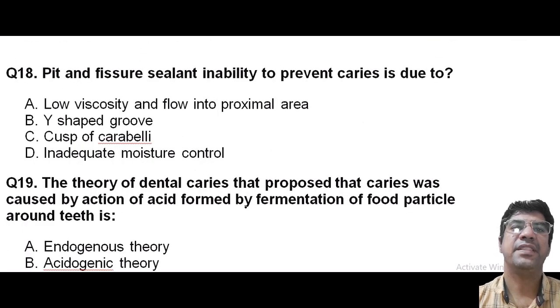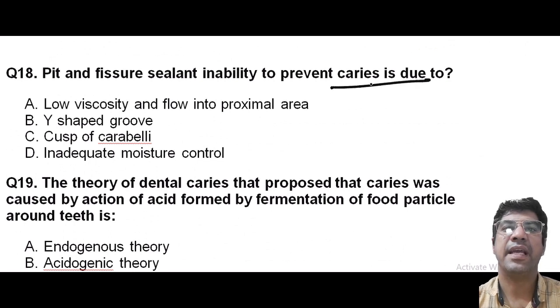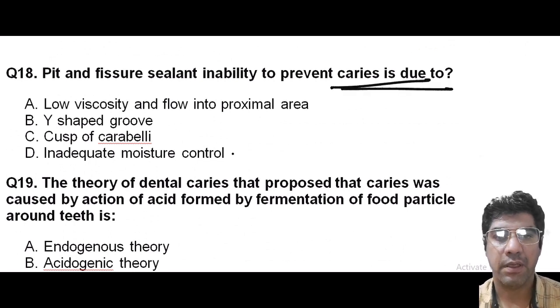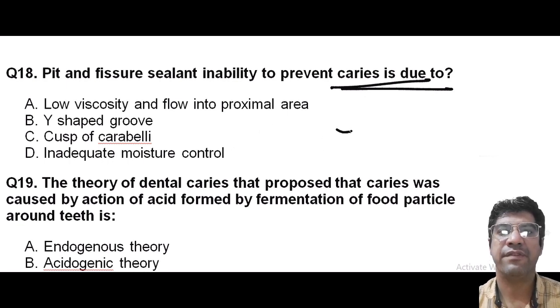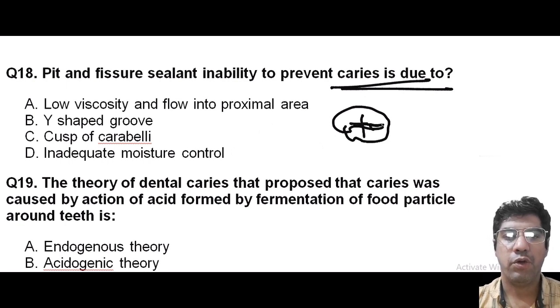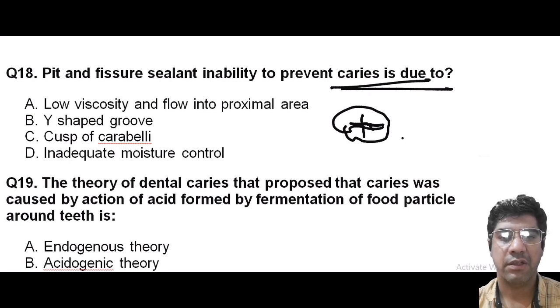The pit and fissure sealant's inability to prevent caries is due to inadequate moisture control. Pit and fissure sealants are applied to the occlusal surface of the teeth to prevent caries by sealing deep grooves and fissures, where bacteria accumulate.